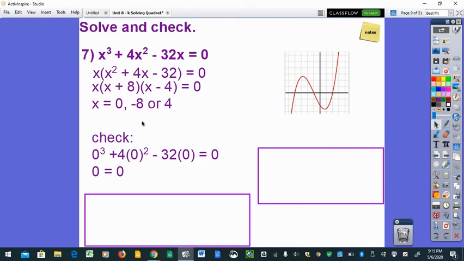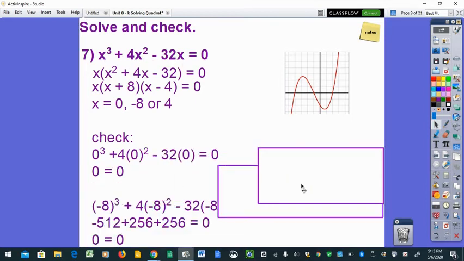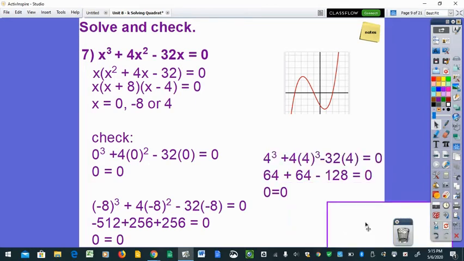Okay, I'm going to check, put the 0 back in the original. It works. I got to put the negative 8 back into the original to make sure it works. So my negative 8 to the third is negative 512. 4 times this, remember to catch that negative 8 in the parentheses to make sure you realize this should be positive, a negative times a negative. And sure enough, it works. And then I can put the 4 in. Cool thing is you can put your answers back in the original and you can check them. So you know if you've done it correctly. So a cubic will have usually 3 roots.